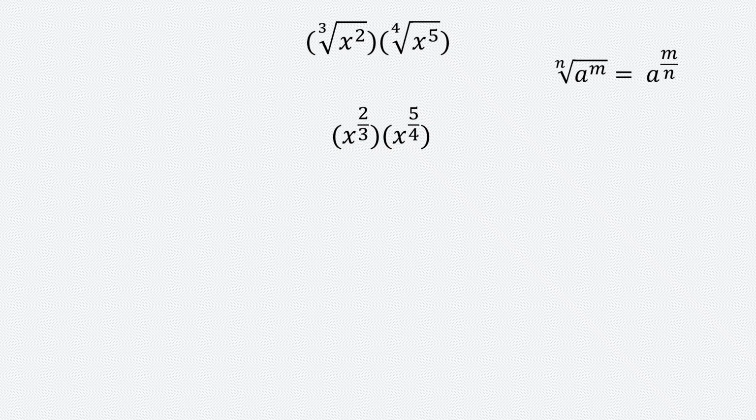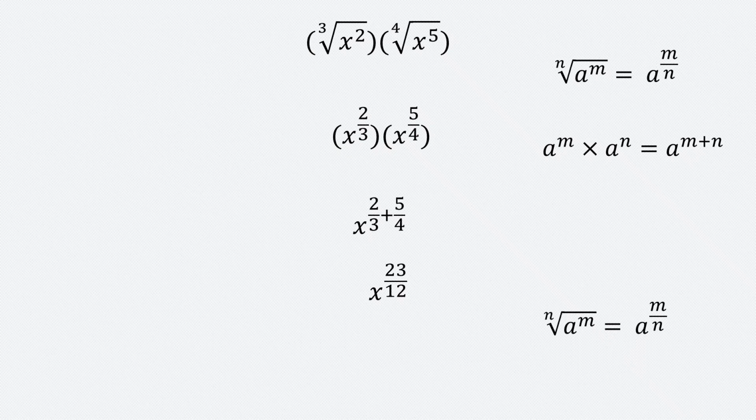At this point, I can apply this rule of exponents which says a to the power m times a to the power n equals a to the power m plus n. So I have x to the power 2 over 3 times x to the power 5 over 4. It becomes x to the power 2 over 3 plus 5 over 4. Adding those fractions, we're going to have x to the power 23 over 12.